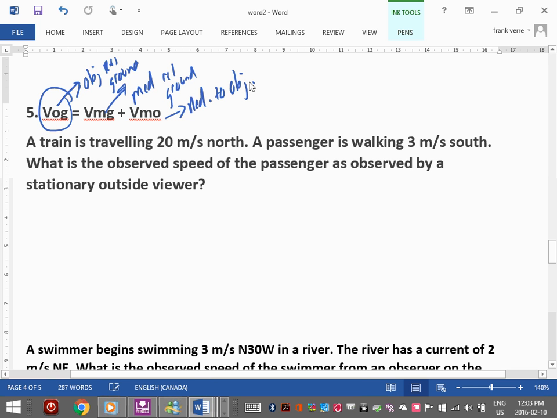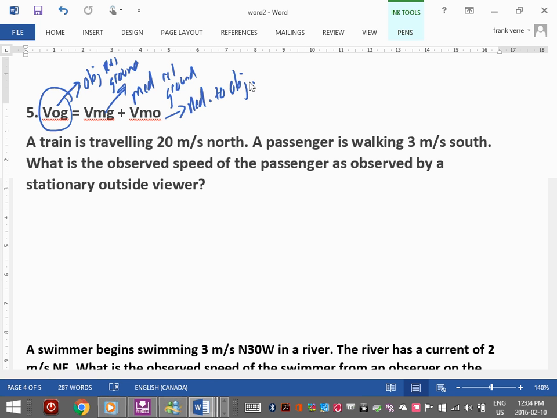So if you think about the water balloon scenario, the water balloon speed relative to the ground, so the water balloon is the object relative to the ground, would have to be the sum of the medium to the ground. Now in this case, the car is the medium because the car is what the water balloon is in initially, plus the object speed relative to the medium when you throw it out the window, which is 3 meters per second south. That's why we add those two values up. So let's look at an example like this.